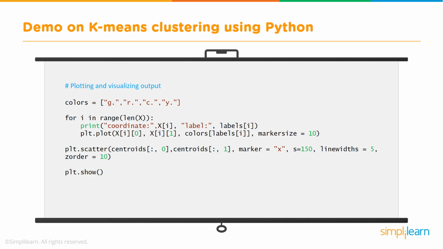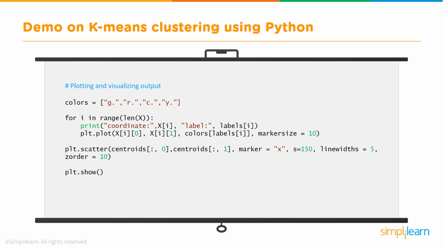Now, when you're looking at this, some of this might look a little confusing. So let's break down just a couple of these pieces. The first one I want us to look at is the plt.plot. In here we have X[i][0] and X[i][1].